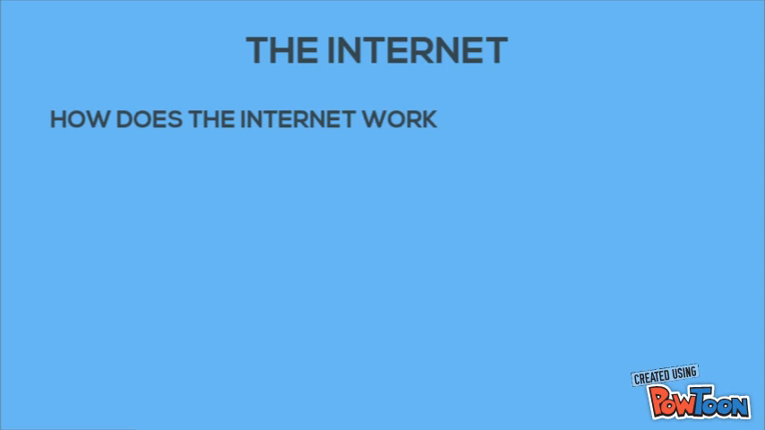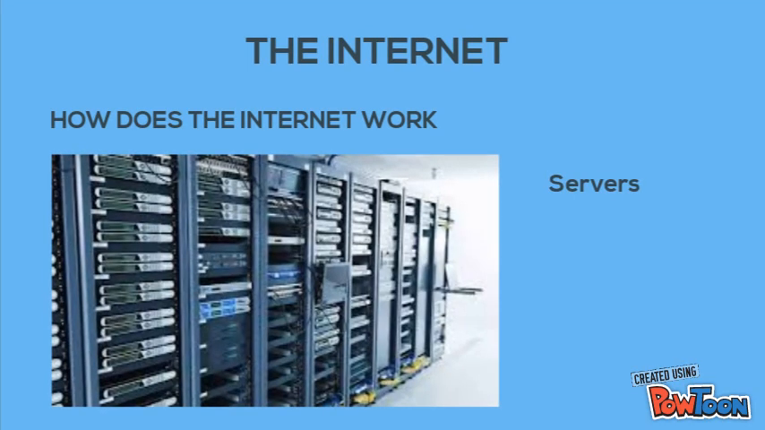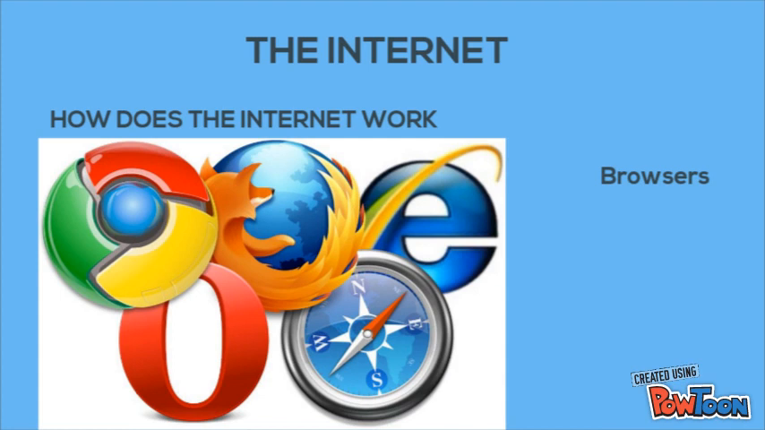How does the Internet work? Computers on the Internet can be divided into two categories: servers and browsers. Servers are where most of the information on the Internet lives. They store information, they share information with other servers, and make the information available to the general public. Browsers are what people use to access the World Wide Web from any standard computer.